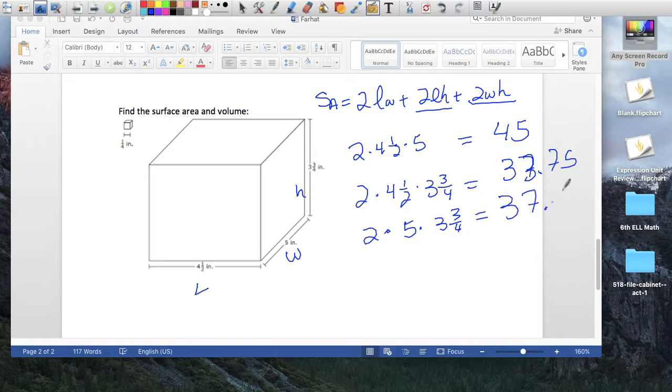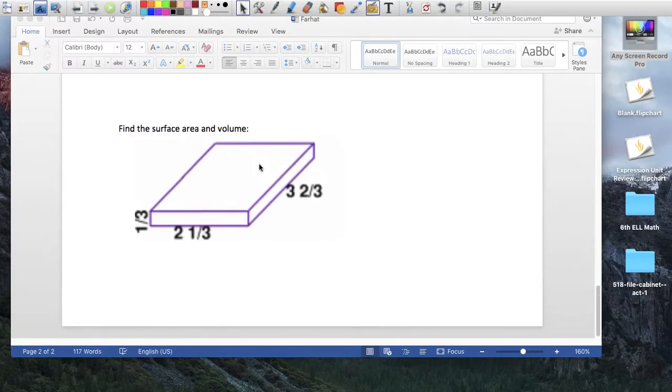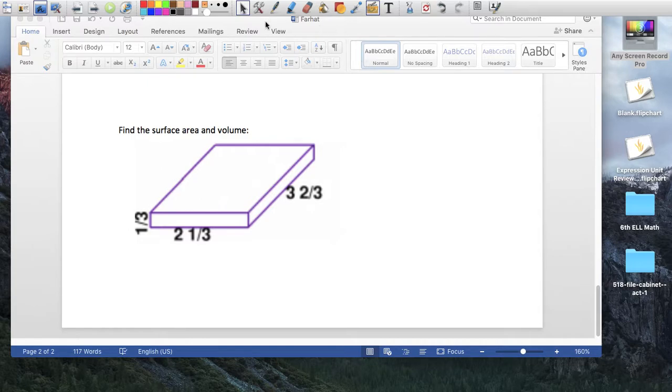So here are our values. Now we need to add them up, right? So 37.5 plus 33.75 plus 45 equals 116.25 inches squared, because we're finding area, the number of squares that you need to use to cover all the surfaces here. Okay, we got one more. Let's do volume again.